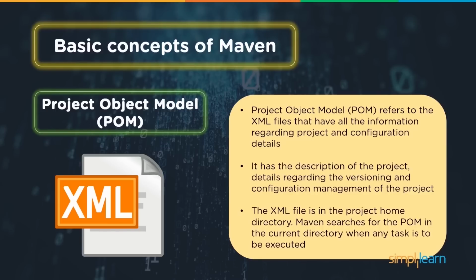The XML file is in the project home directory. Maven searches for the POM file in the current directory. If it's able to find the POM file, it will proceed with the build step, otherwise it will halt there. This POM file is very important because it acts as a kind of build script, and the Maven tool will process everything configured in this XML file, and according to that it will proceed further.